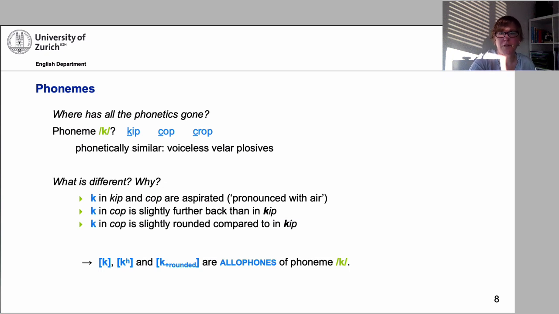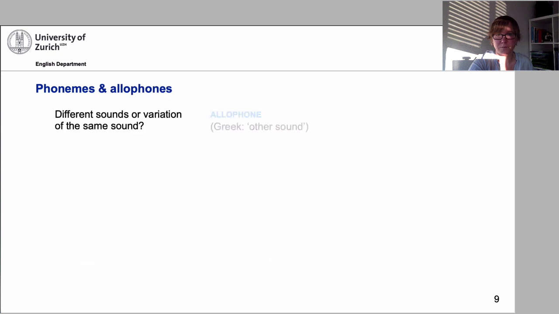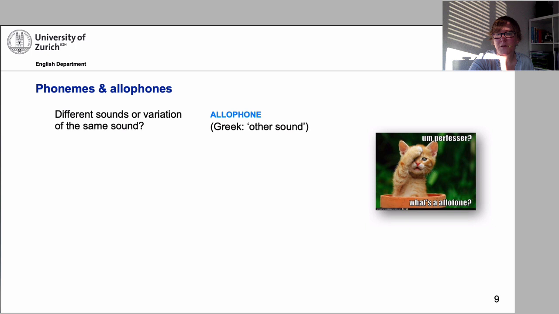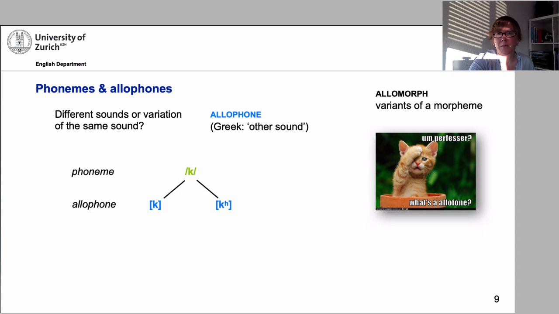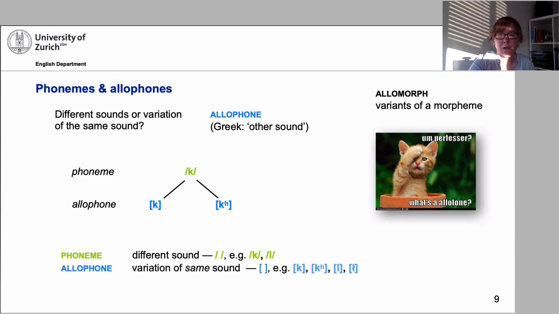So let's talk a bit about allophones. Allophones versus phonemes pertains to the question: do we deal with different sounds or with variation of the same sound? The word allophone may remind you of the term allomorph, where we talked about different variants of one morpheme. So with the phoneme and the allophone, we can make that distinction. A phoneme is a different sound, such as k, r and l. And an allophone is a variant of the same sound.